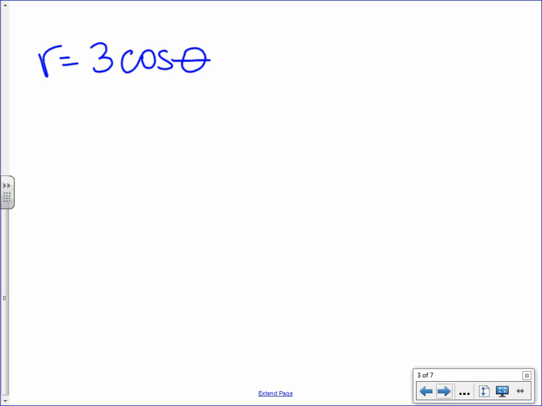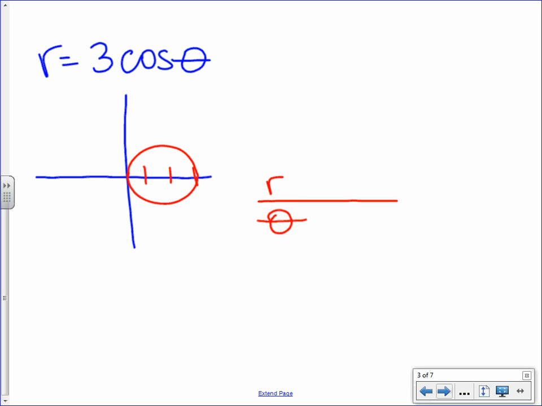R equals 3 cosine theta. Where would that circle be? On the right side. Thank you. And it would stretch 3, right? Okay. What's the max R value? 3. Okay. Let's talk about our significant points.